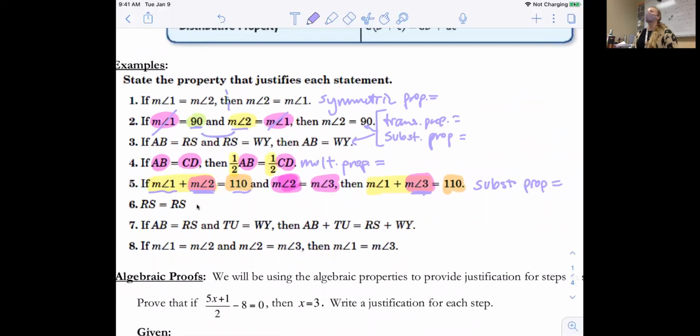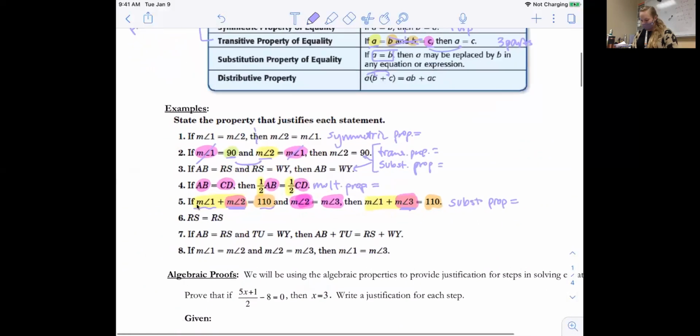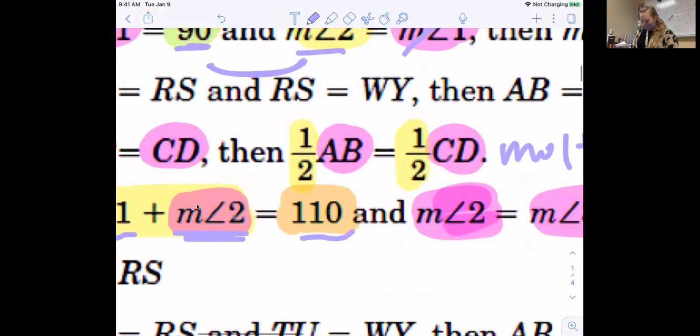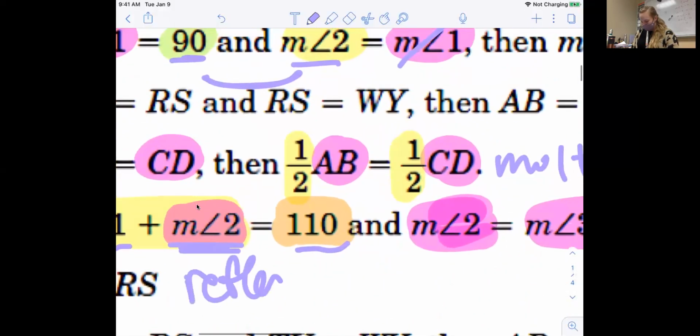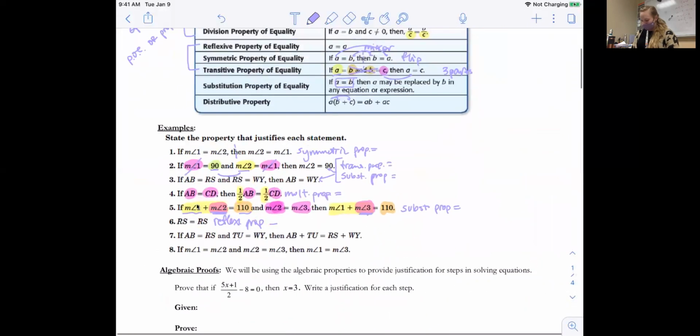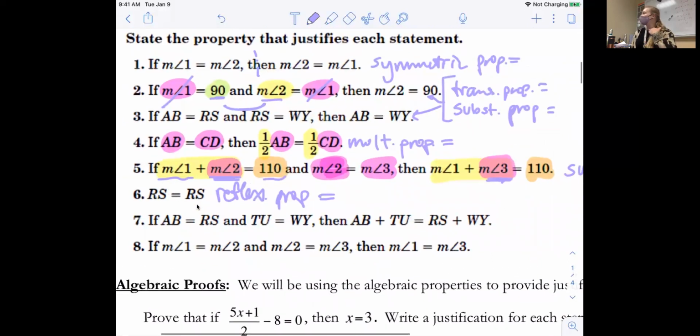You can write POE. Yeah, that's fine. Number 6 says RS equals RS. Oh, that's really basic. Reflexive. It's itself. It's a mirror. Reflexive property of equality. Number 7 says if AB equals RS and TU equals WY, then AB plus TU equals RS plus WY. So it's kind of confusing.